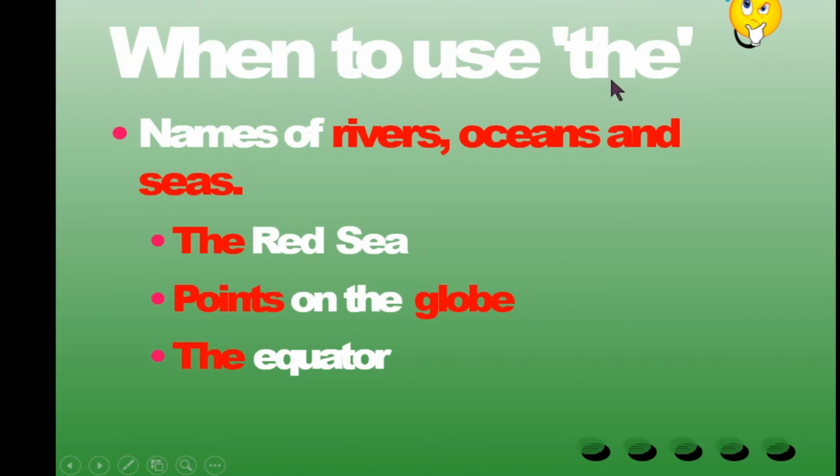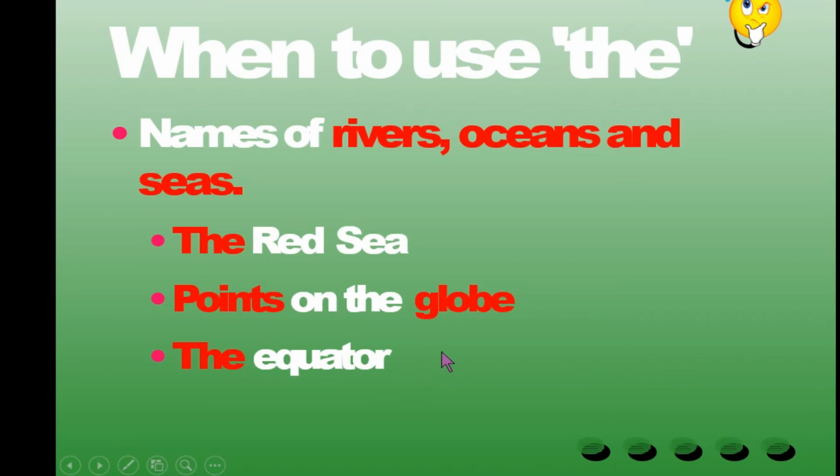So when we use the, this is easy to know. Just note it. When we use the names of rivers, oceans, and seas, we use the. The Red Sea. Points on the globe, the equator.